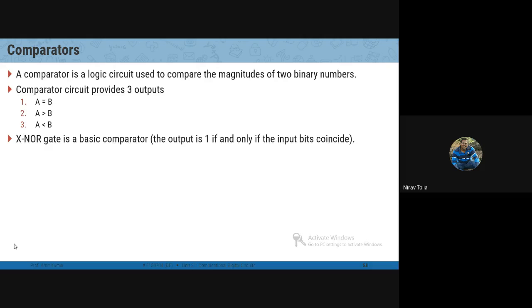Then again, which is the gate which is used for the basic comparator circuit? It is an exclusive NOR gate. And why is it known as a basic comparator?